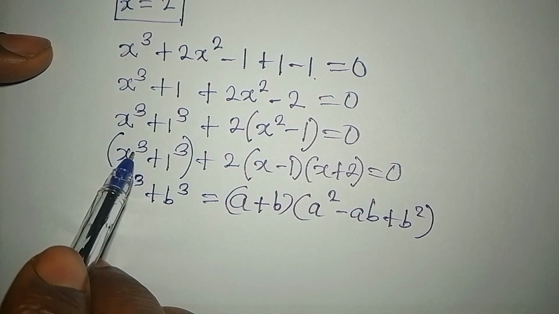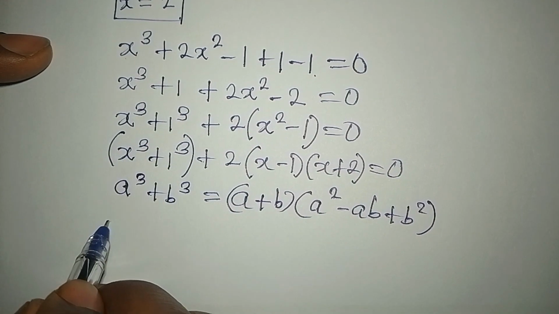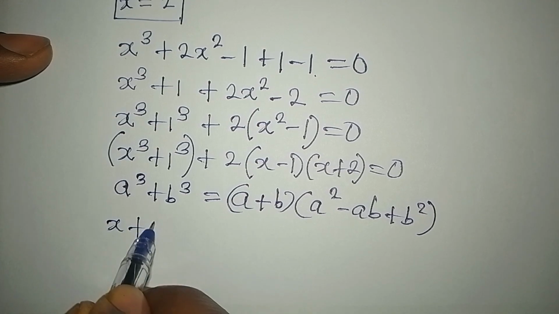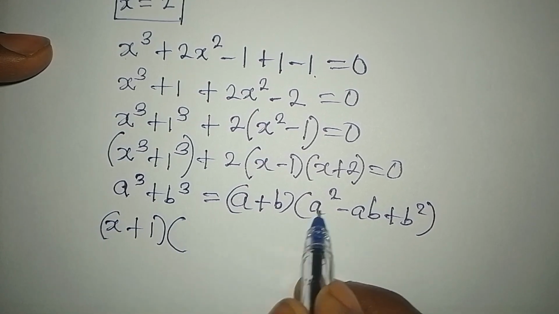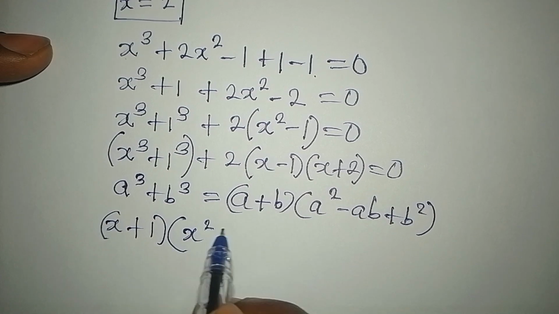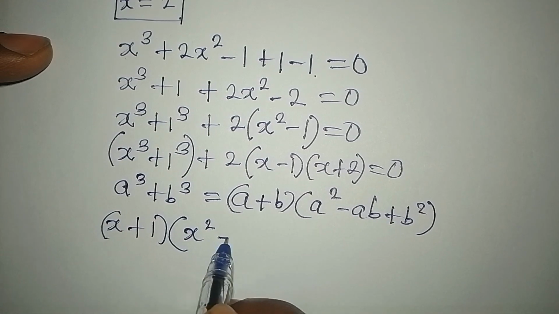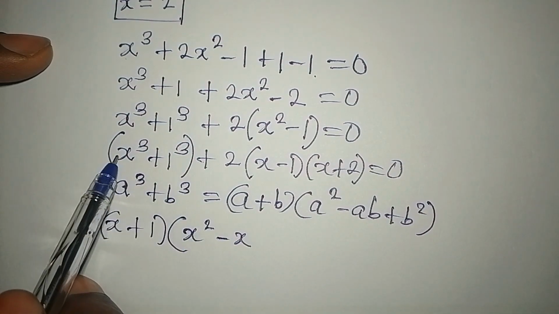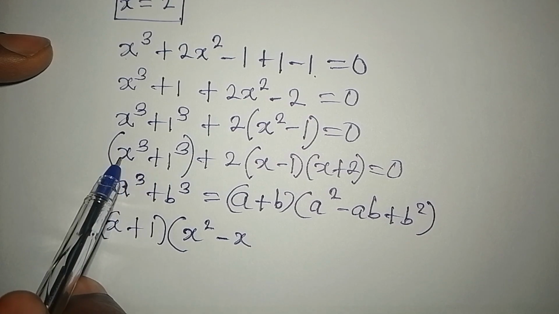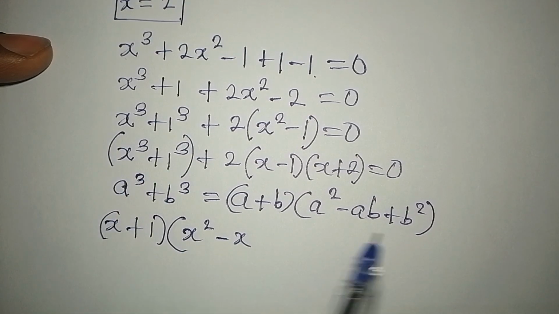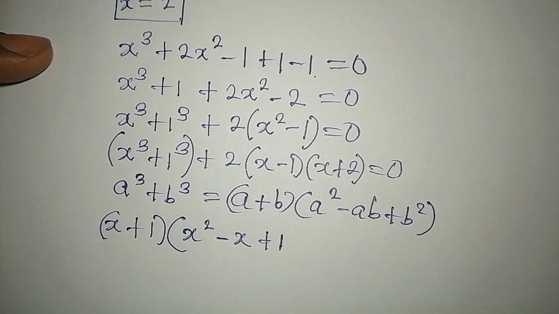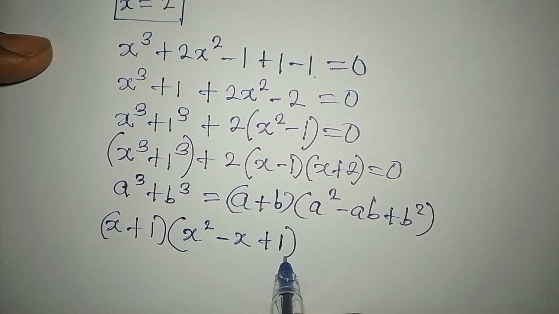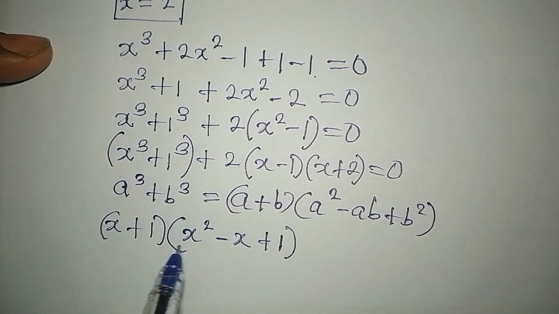For x to the power of 3 plus 1 to the power of 3, I'm going to write x plus 1. That is for a plus b. Then for a squared, that will be x squared. Then ab, that will be x, because a is x and b is 1. x times 1 will still give us x. Then b squared is going to be 1, which is the same thing as 1 squared. Then we close this. The whole of this gave us this.